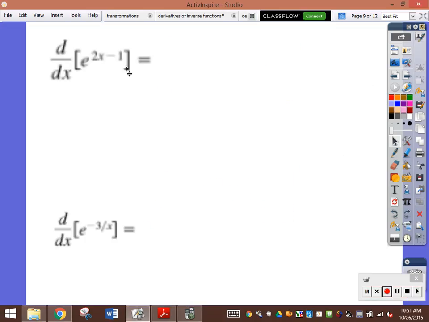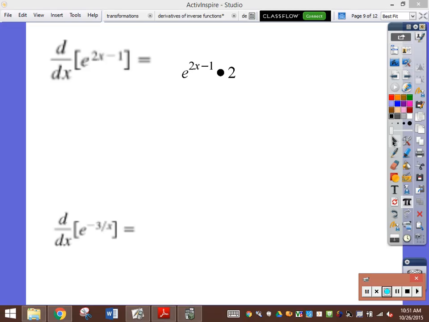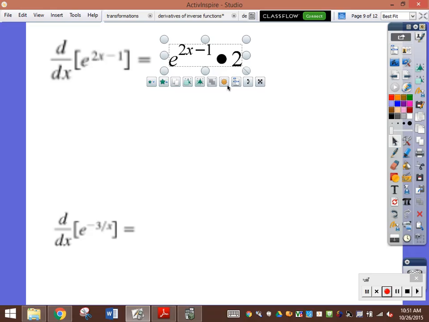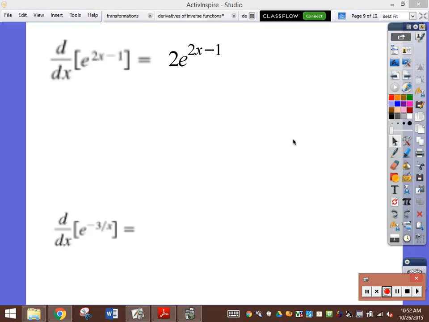So if we apply this rule to these two problems here, I have the derivative of e to the 2x minus 1 with respect to x. This would be an e to the u problem, so first you would write e to the u, and then multiply that by the derivative of u, which would be the derivative of 2x minus 1, which is 2. So it would look like this: e to the 2x minus 1 times 2, and usually you don't see it written in final form with that 2 at the end. Usually move it to the front. So the final answer is 2e to the 2x minus 1.